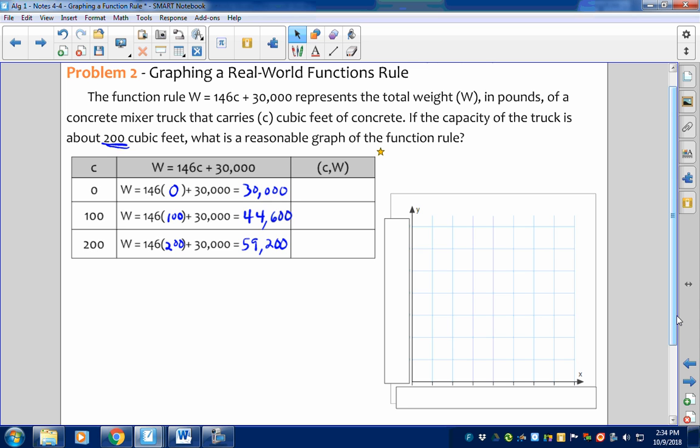So let's not worry about writing these as coordinates. We've got C is kind of like our X, and W is our Y. So maybe just make a note of that. This is your X, this is your Y. So we've got a point at 0, 30,000.